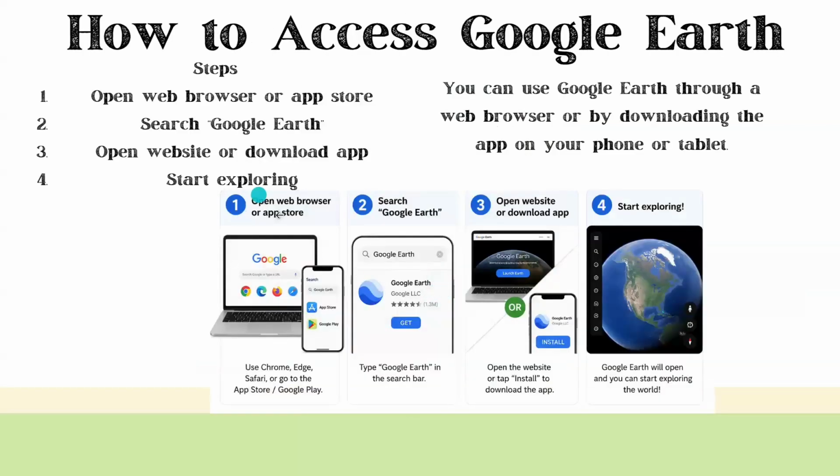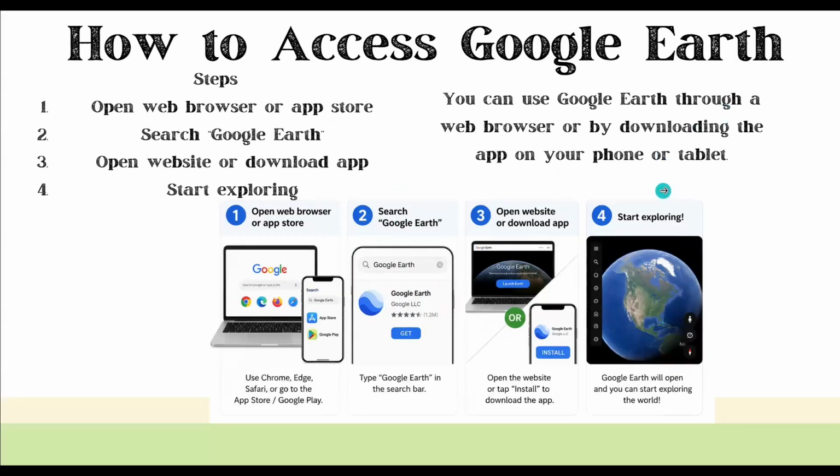So how to access Google Earth? Here are the main 4 steps. First, open your web browser or app store on your phone or tablet. Then search Google Earth in the search bar. Then you can open the website or download the app. Usually if you're searching it on your computer, it'll be the first option. If it's on the App Store, you'll also see it as probably one of the first options. This is what it should look like on the App Store, just for a visual. And then you can just start exploring. You can use Google Earth through the web browser or by downloading the app on your phone and tablet.